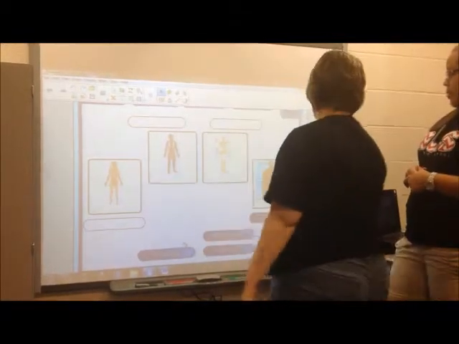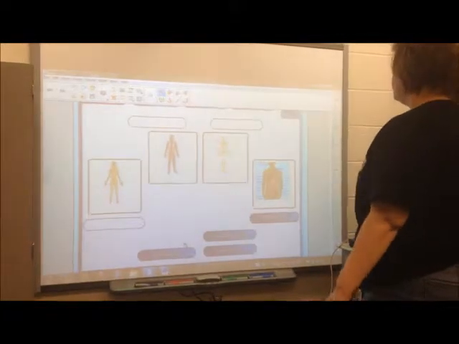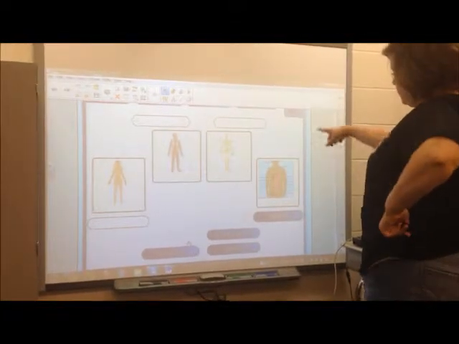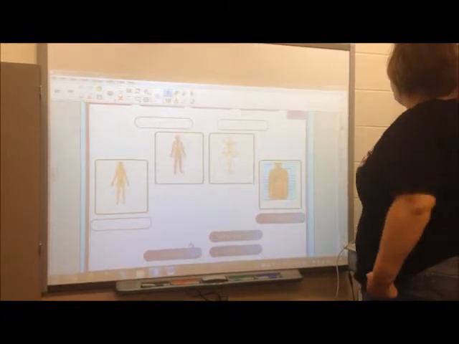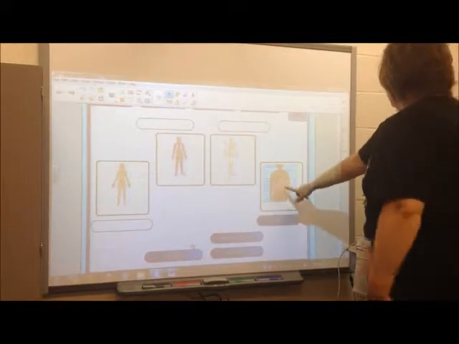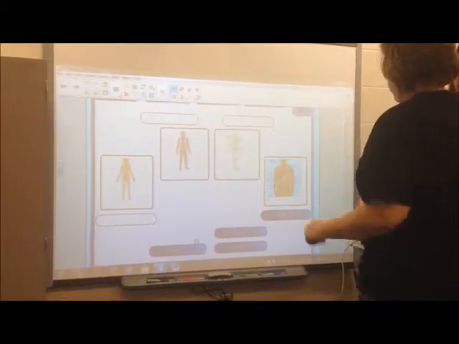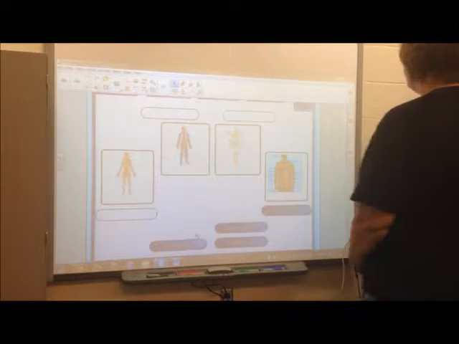What system is that? Digestive. Why is it the digestive system? What do you see? Because it's showing the stomach. The stomach, right? And I see some intestines and the esophagus. Very good. And the next one?